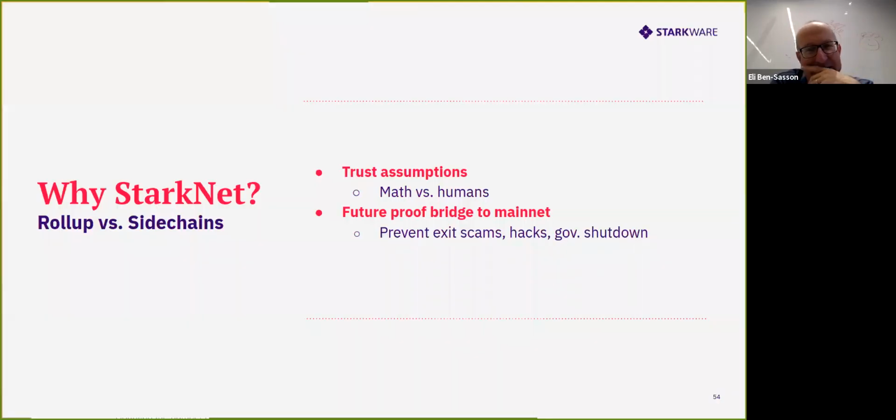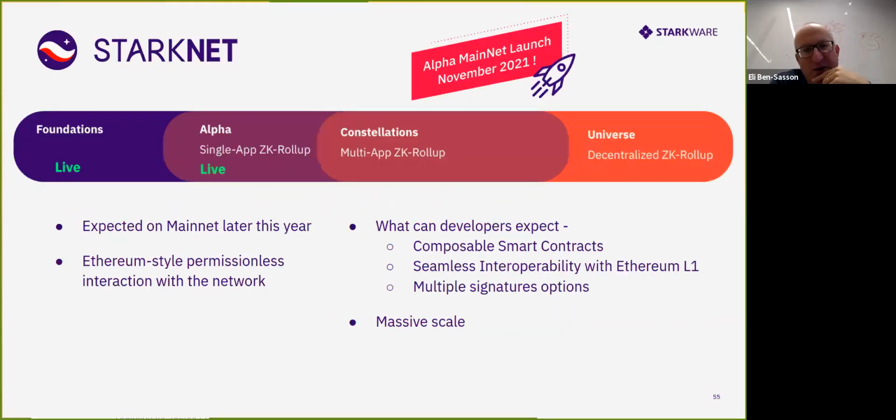So let's talk a little bit about that. Why would you want StarkNet as opposed to, let's say, using Solana or Polygon or some sidechain? Your trust is in math, not in humans. It's not trust in the operators of Solana. It's trust in the resiliency of peer-reviewed cryptographic proofs. And hence, you're also more future-proof. If your assets are sitting there, it's less likely that there will be exit scams, hacks, or government shutdown, as opposed to on a sidechain. Let's please move on.